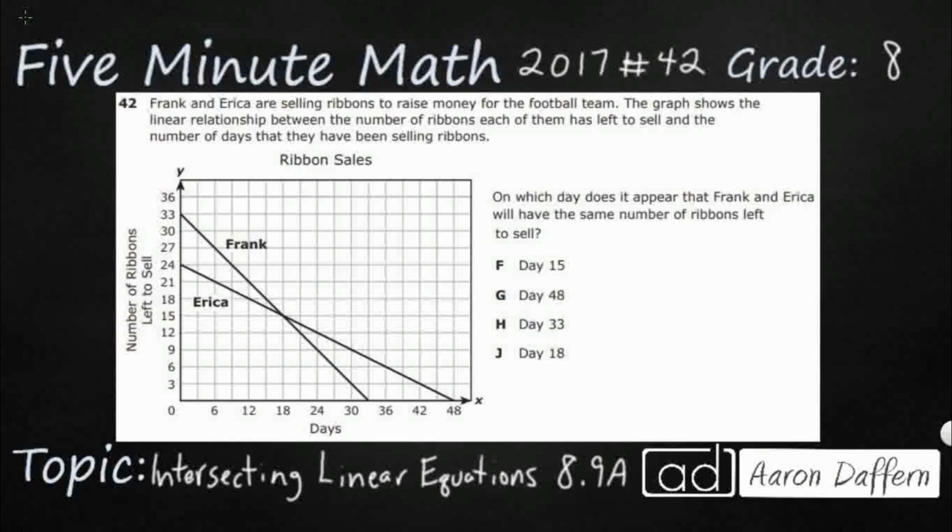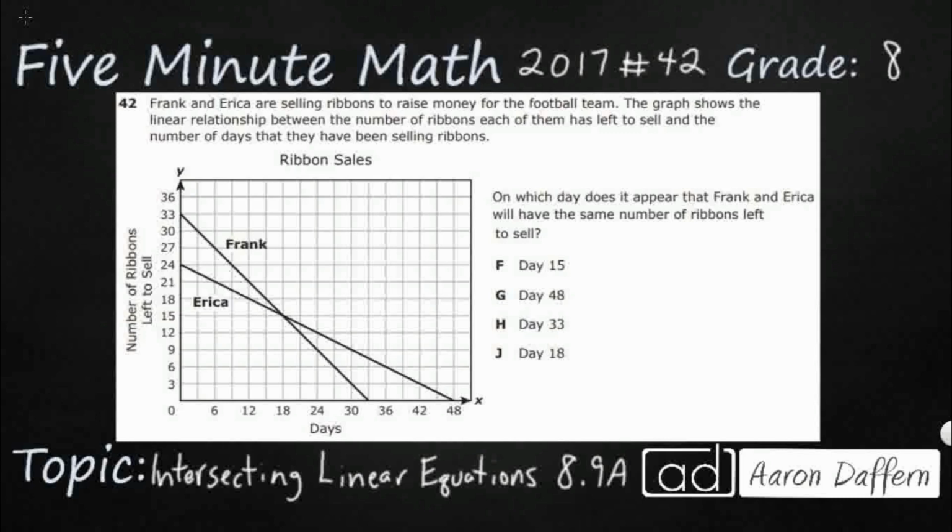So we've got Frank and Erica. They're selling ribbons to raise money, and it shows how many days they have been selling and how many each child has left. So obviously, as they sell more and more days, the number of ribbons left is going to decrease because they've sold most of what they need until they get to 0 left. And so which day does it appear that Frank and Erica have the same number of ribbons left to sell?